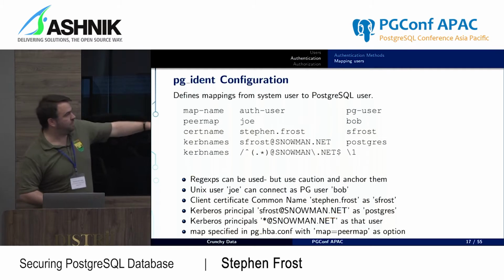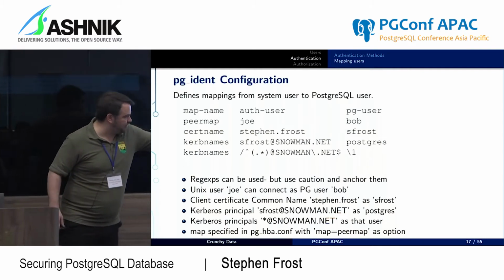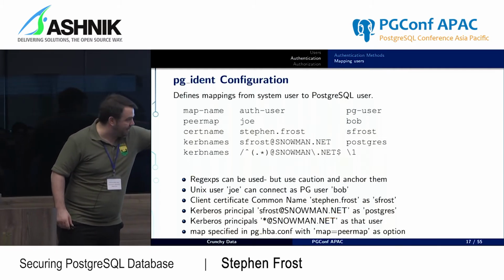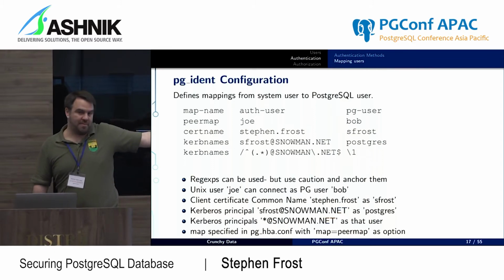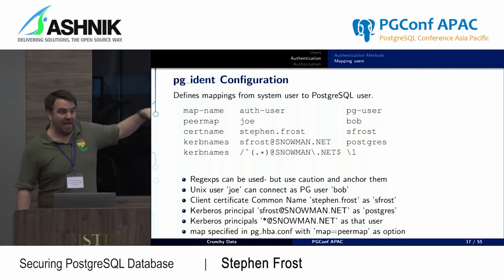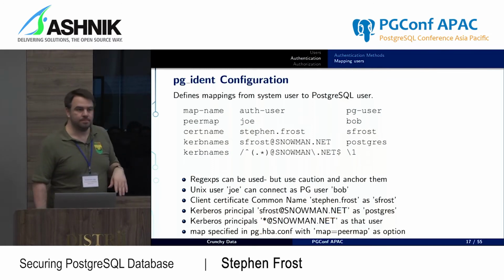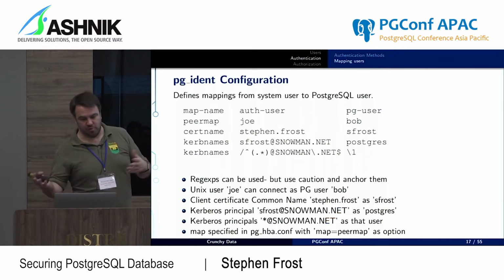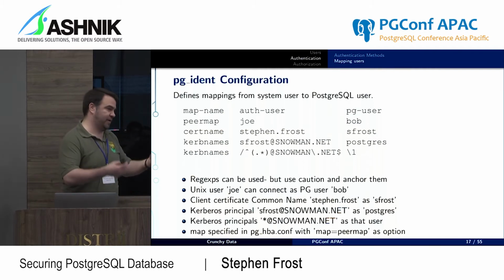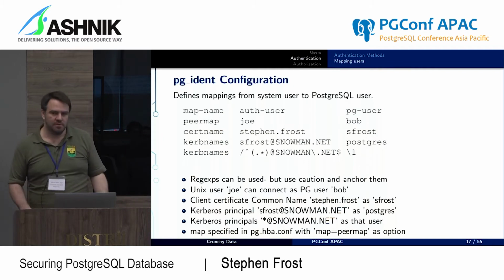Yeah, and the way you specify the mapping is you have to specify on the pg_hba line, you have to say map equal whatever mapping you want to use. And that can go on any line in the pg_hba.conf for any method. So you can use it with peer, you can use it with Kerberos, you can use it with certificates or LDAP or whatever.